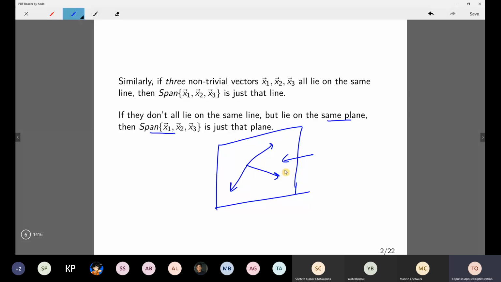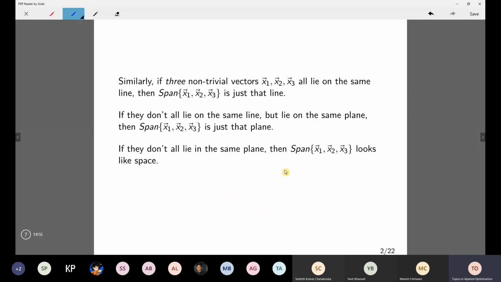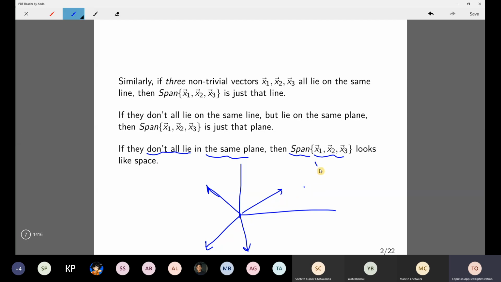If they don't all lie on the same plane, then the span is going to look like the space itself. So if I have these three vectors, and not all three are on the same plane, then the span of these will make it R3. It will fill the whole of R3.